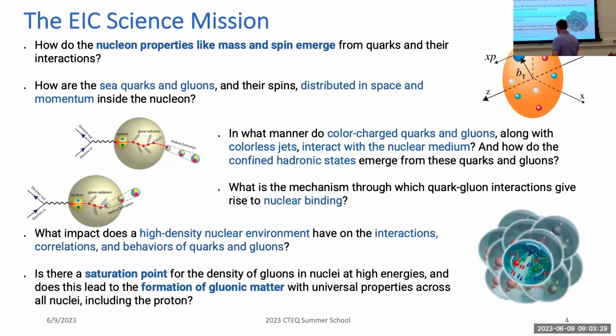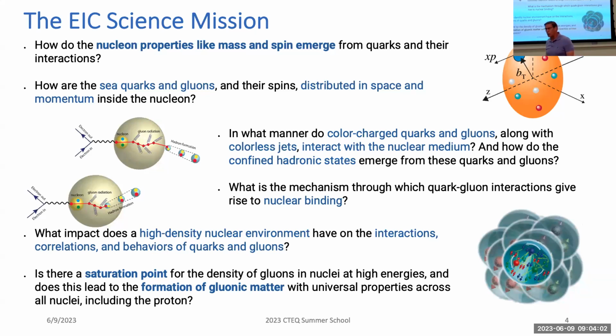The EIC science mission, then, I just wanted to remind you of this, is we want to study nucleon properties like mass and spin and how they emerge from quarks and their interactions. We want to understand how color-charged quarks and gluons interact with the nuclear medium. And we want to study a high-density nuclear environment and see what impact that has on the interactions, correlations, and behaviors of quarks. I suspect this has already been introduced to you, but I just wanted to cover it again to start from the big picture. What are we trying to achieve?